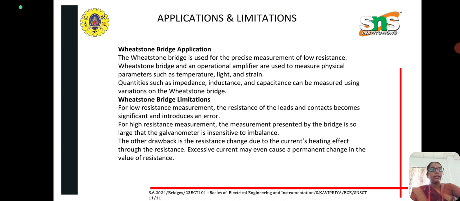A limitation is that for low resistance measurement, the resistance of leads and contacts becomes significant, and there is a chance of errors. For high resistance measurement, the imbalance presented by the bridge is so large that the galvanometer is insensitive to it. The other drawback is the resistance change due to the current heating effect through the resistance. Excessive current may even cause a permanent change in the value of the resistance.